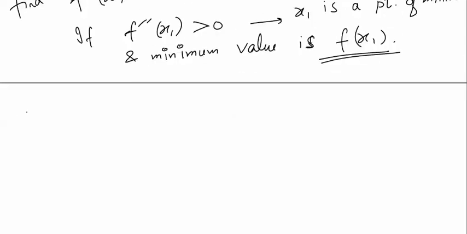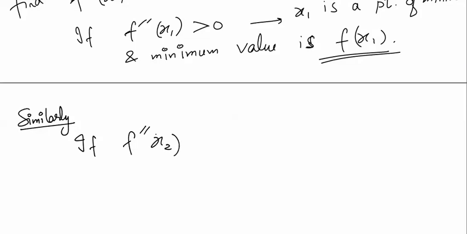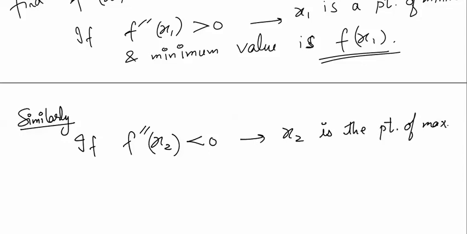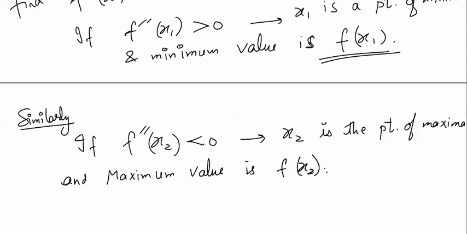Similarly, if f double dash of, let's say, x2 is less than 0, then x2 is the point of maxima and maximum value is f of x2, right?